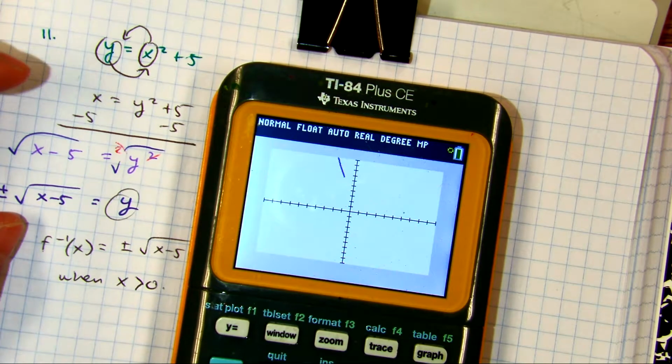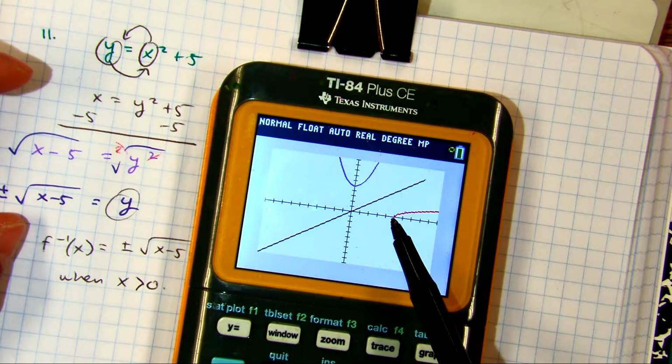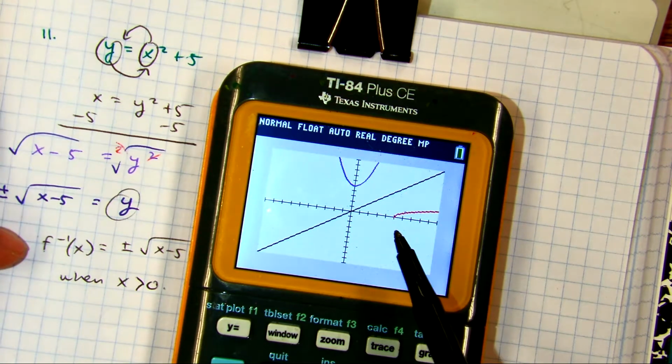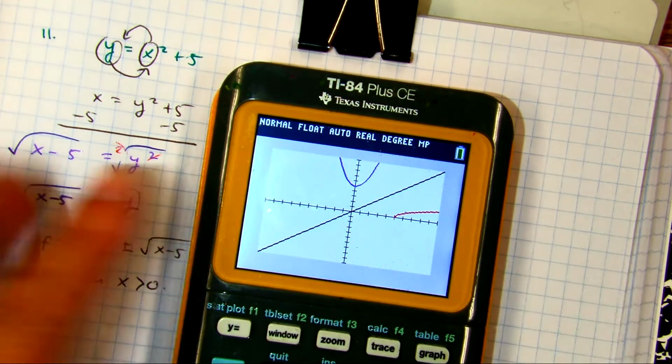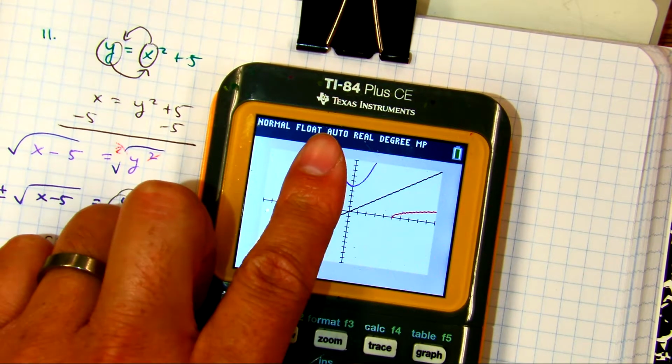So here's x squared plus 5. There is the second one, the inverse. And look what happens when I restricted it. Do you see it? If I put my finger over it, that's that part.